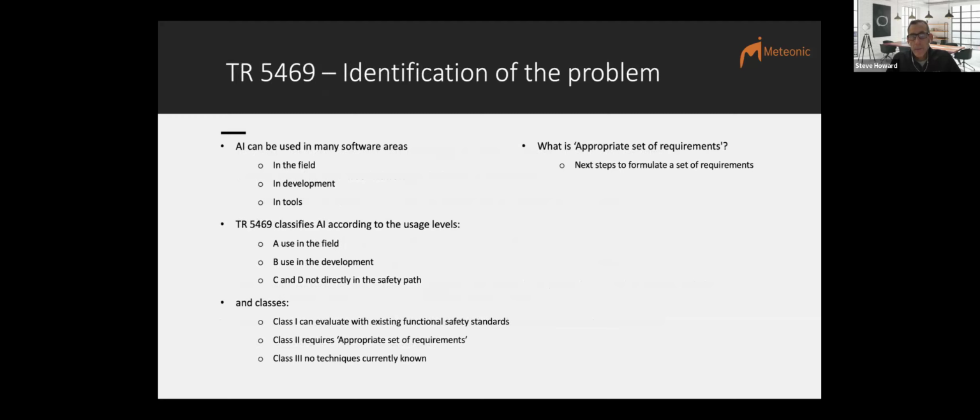The one thing that TR 5469 does do rather nicely is start to identify the uses for AI in different software areas. So they classify it as there being 3 different areas for AI to be used in a system. And those have different levels of risk. So the highest level of risk is associated with using AI in the actual field, so in the system itself. So in other words, we've got a running system that's communicating with an AI model or is based around an AI model, and it is behaving in accordance with the AI decisions in the system.